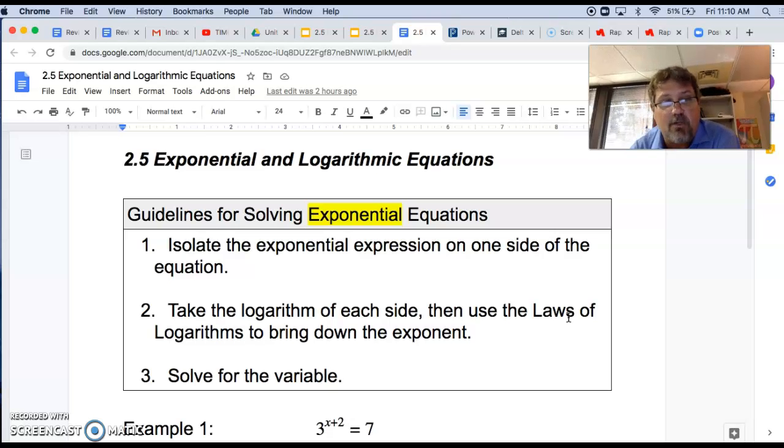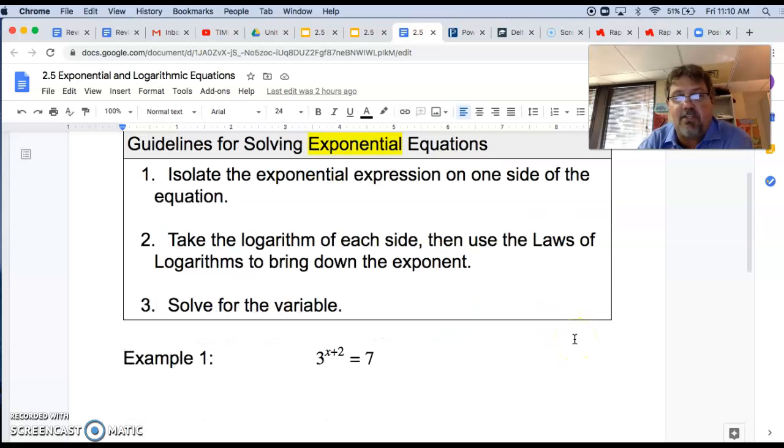And look at our example 1 down here. That is an exponential expression, and it's already isolated. So we don't need step 1 for this one, but sometimes we will. All right? Take the logarithm of each side, then use the laws of logarithms to bring down the exponent. Okay? Then solve for the variable. So we're going to follow these steps, and I'll point them out as we go along. All right, let's go ahead and get started.